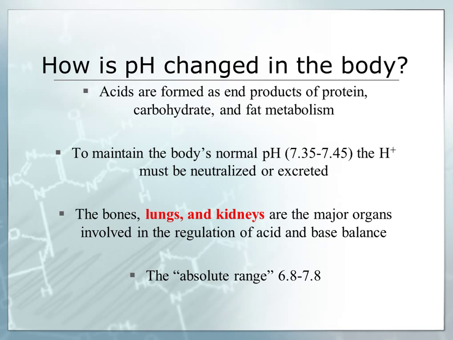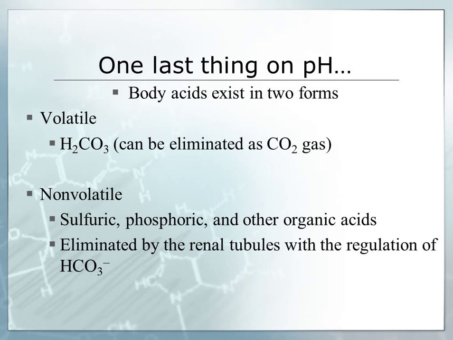If they're called volatile, it means that they can be eliminated easily. So something like carbonic acid can be turned into CO2 gas and you just breathe it out. Non-volatile acids are hard to get rid of. These are usually floating in your blood, like sulfuric acid and phosphoric acid. These are usually products based on diet. And those are usually regulated by the kidneys. Where would the volatile ones be regulated? By the lungs.